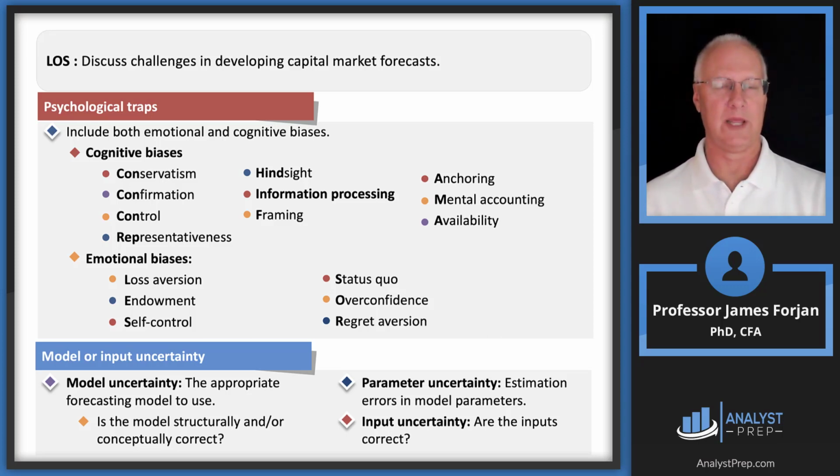And so in this reading, the authors call these psychological traps. These are pretty obvious notions from our previous readings. How about model or input uncertainty?